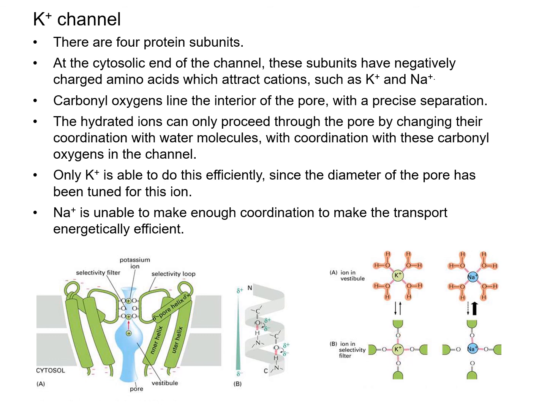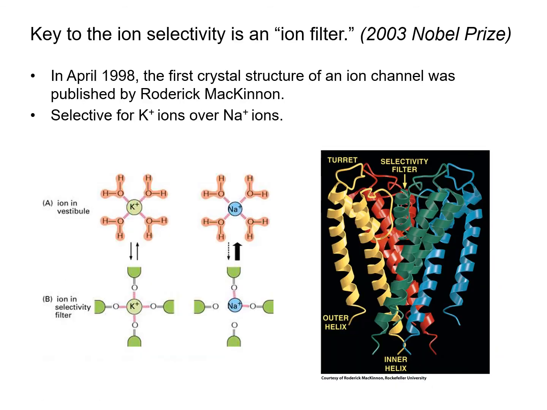And only potassium is able to do this efficiently since the diameter of the pore has been tuned for the potassium ion. The sodium ion is too small, so it's unable to make enough coordination to make the transport energetically efficient. And key to the ion selectivity of the potassium channel is an ion filter, which consists of these carbonyl oxygens that are aligned nicely in the pore of the channel.